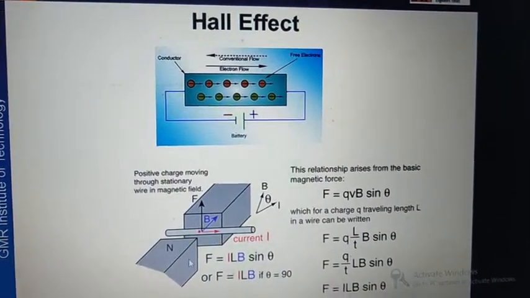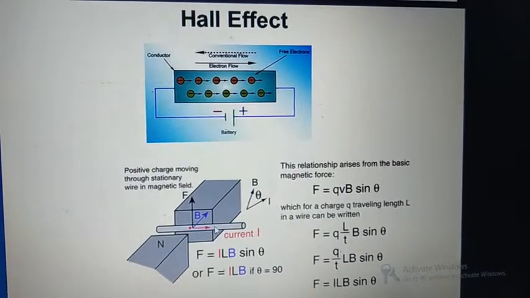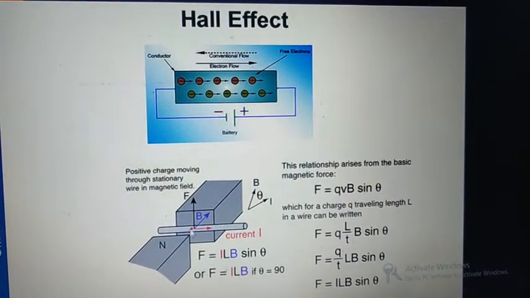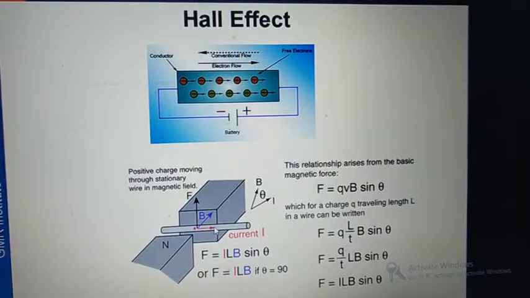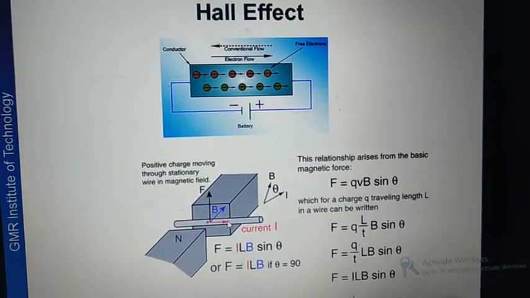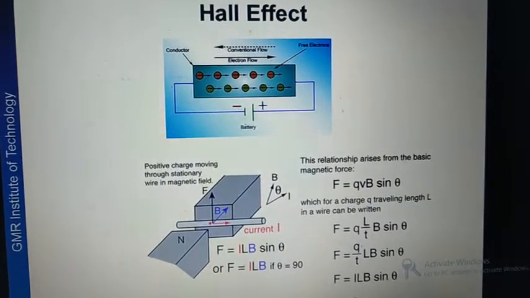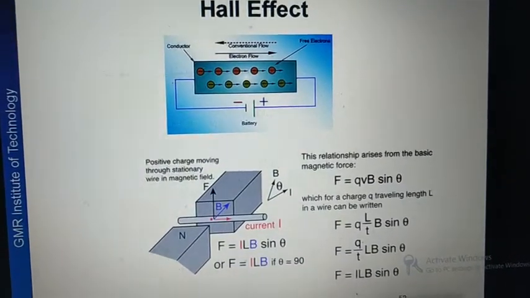We have defined that when we apply electric field, the electrons will gain some velocity. That velocity is drift velocity. So the electrons, due to the application of the electric field, are moving with drift velocity, and I applied magnetic field exactly perpendicular to this current direction, which is also the velocity direction of the electrons. So the electrons are moving like this.